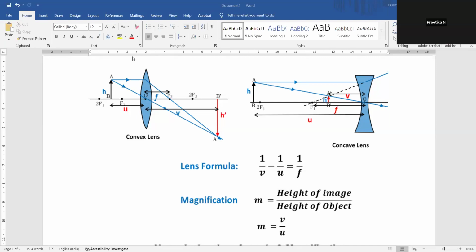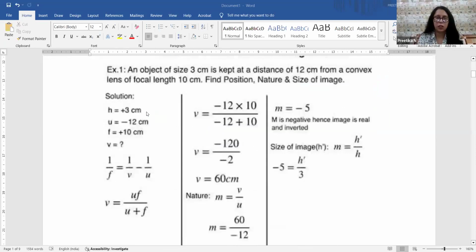Okay, let's move forward. So firstly, we'll be doing the numerical in this context now. Now listen, the numerical is: there is an object of size 3 centimeter, which is kept at a distance of 12 centimeter from the convex lens of focal length 10 centimeter. And you are supposed to find the position, nature, and size of the image. So let us just simply strategize about what is given to us firstly.